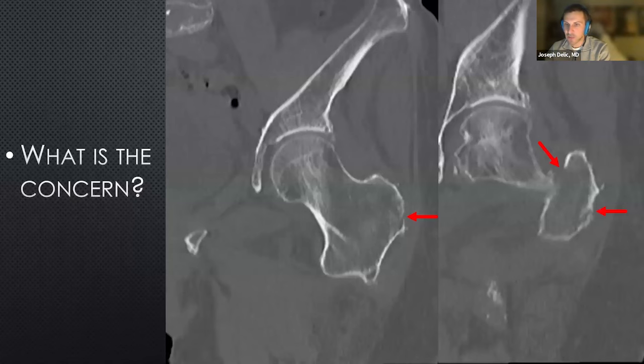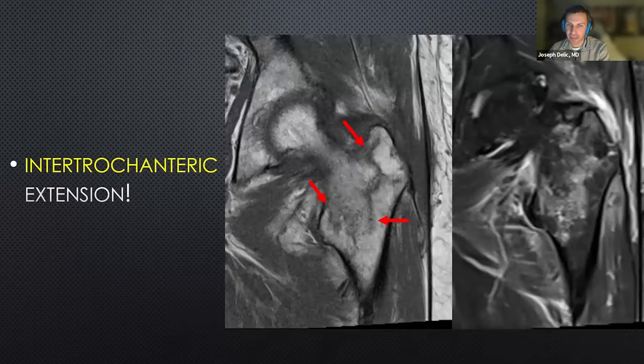Okay, and if we look on these CT images, we see a fracture here through the base of the greater trochanter, a little bit of step off here, and you can see this break. So, why does this matter, right? We do these radiographs, we don't see much. We do a CT, we see a greater trochanter fracture. Why does this matter? Well, the answer is intertrochanteric extension, okay?